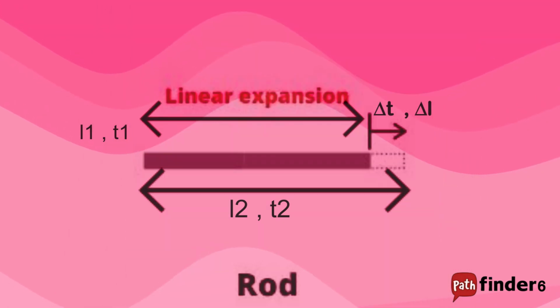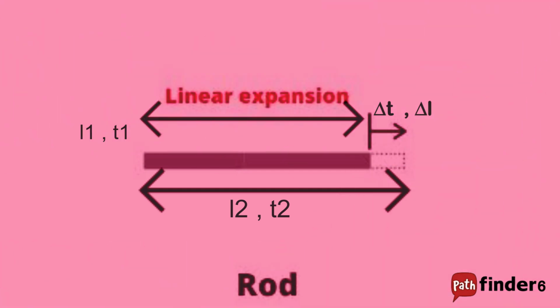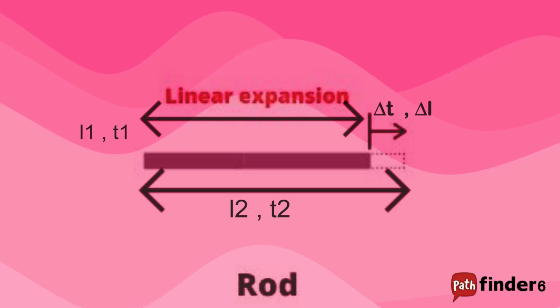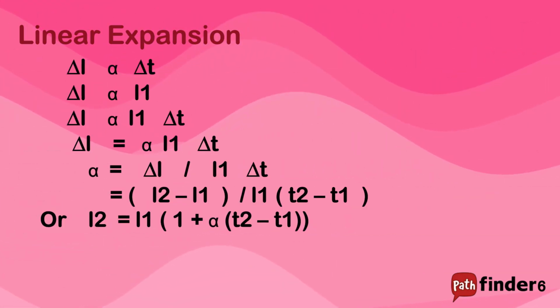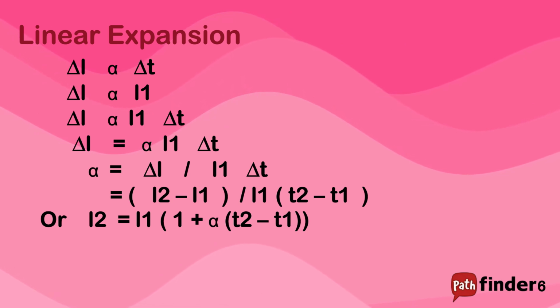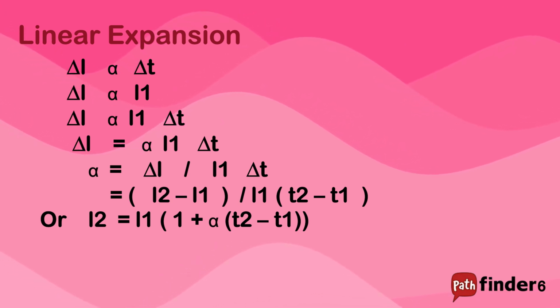Linear expansion. For this linear expansion, I am taking a rod which is having a length L1 at a temperature T1, and if the temperature is raised to T2, then the length of the rod changes to L2. So due to the change in temperature delta T, there is a change in length in the rod, that is delta L. By this we can say that change in length is directly proportional to the change in temperature delta T, and change in length is directly proportional to length L1 also.